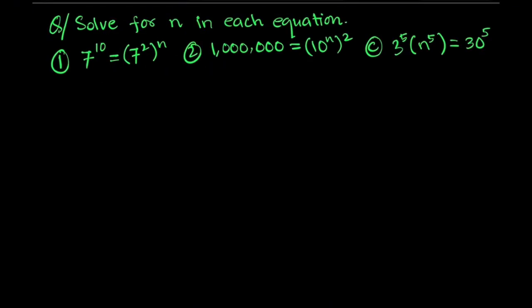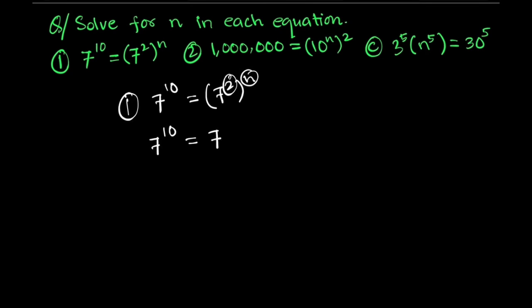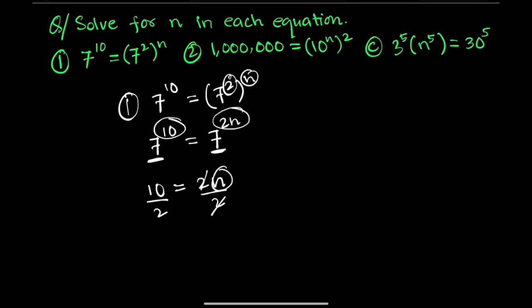Now let's look at this question which says solve for n in each equation. Let's solve part 1, which is 7^10 equals (7^2)^n. I can multiply these two exponents, keeping the same base, and 2 times n will be 2n. Since the bases on the two sides are the same, the exponents must be equal, so 10 must be equal to 2n. Now divide by 2 on both sides. Since we are finding the value of n, the 2 cancels out, and n equals 10 divided by 2, which is 5. So the value of n in this case is 5.